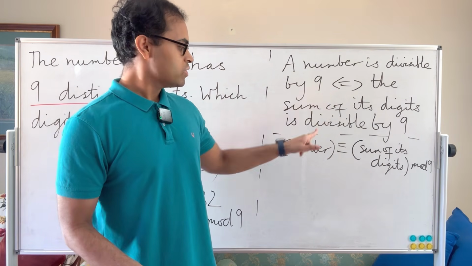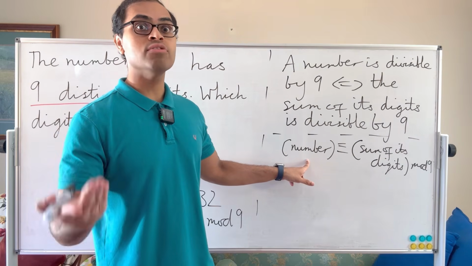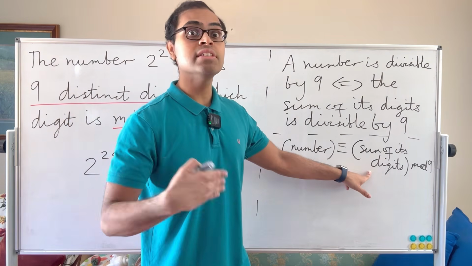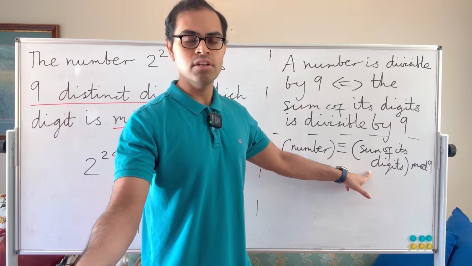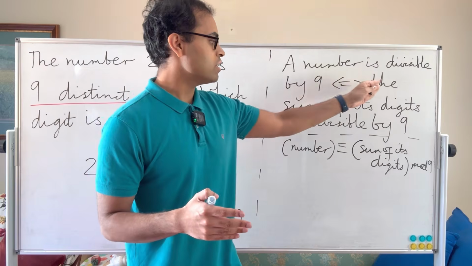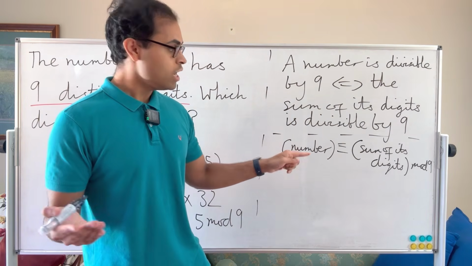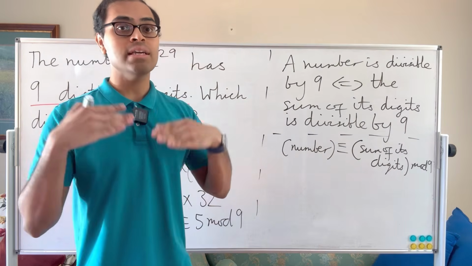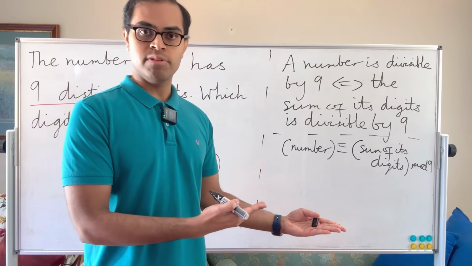Because basically the number is divisible by 9 if and only if its remainder is 0 when you divide by 9, and that's the same as saying that the remainder of the sum of its digits is 0 when you divide by 9. What that means is that a number is divisible by 9 if and only if the sum of its digits is divisible by 9. But this is a more general statement that says the remainder when you divide by 9 is always the same for any number, not just numbers divisible by 9.